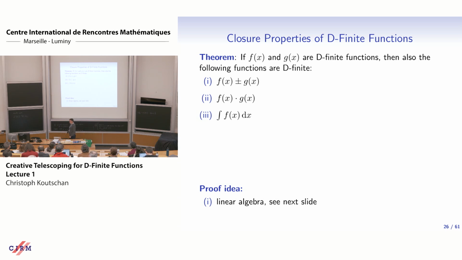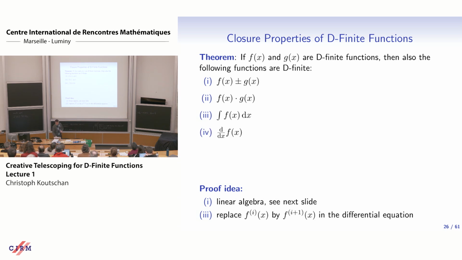The antiderivative of a D-finite function is again D-finite. And here the proof even fits in one line. You take the differential equation, you replace every derivative by the next higher derivative, and then it is a differential equation for the antiderivative. Also the derivative of a D-finite function is again D-finite. This is not as easy to see, but also not difficult.